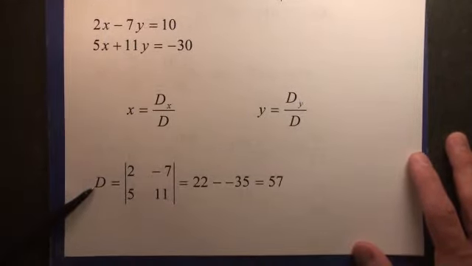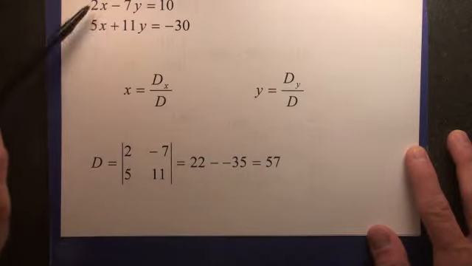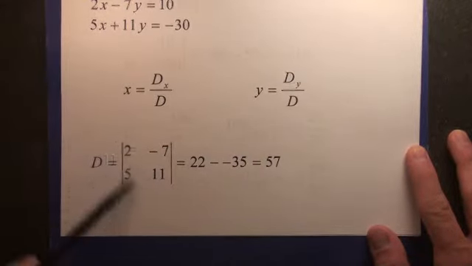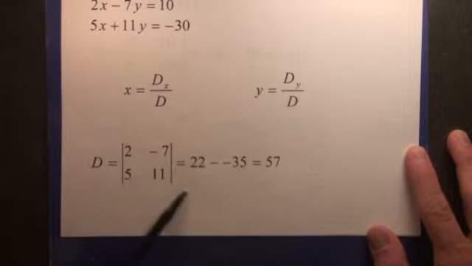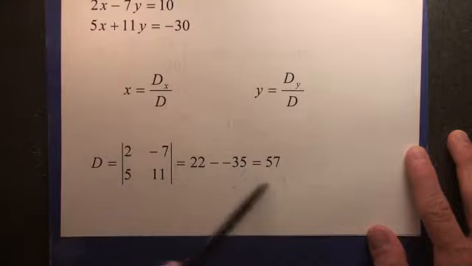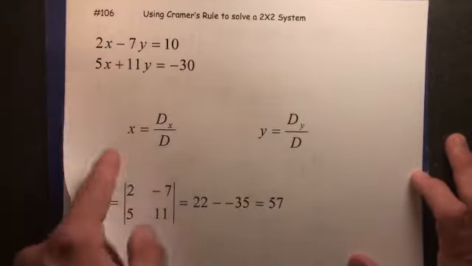here's what D is. D is going to be the determinant matrix with the coefficients 2, 5, negative 7, 11. So there's your determinant. All right, that's going to be your denominator, right? 22 take away negative 35 is 57. There it is. So there's the denominator of the answers. Now we just need to find the numerator.